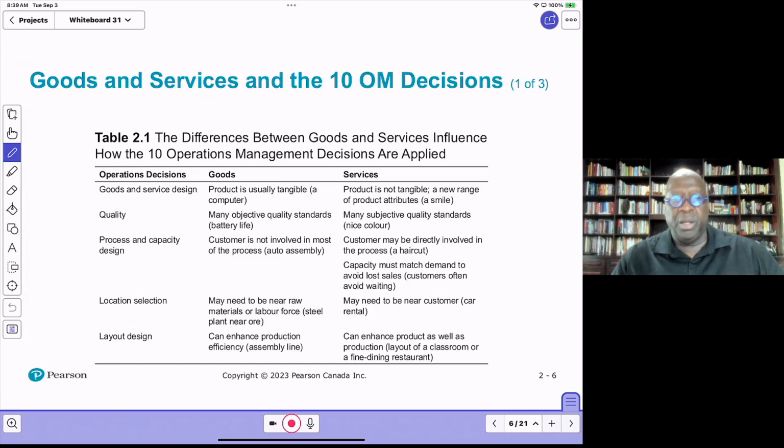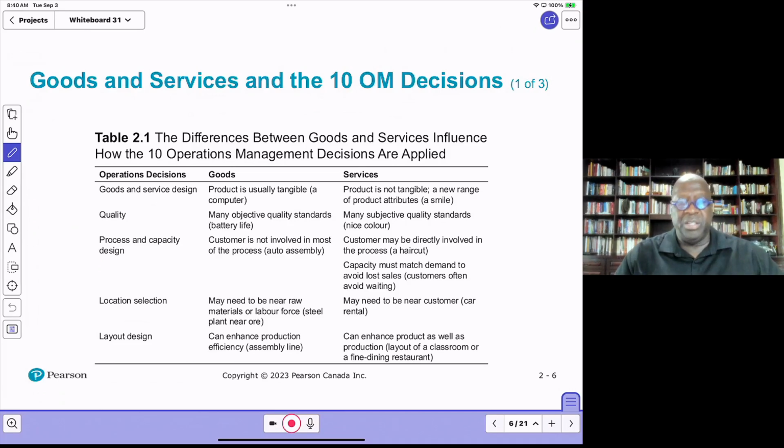Quality. So in terms of goods, there are many objective quality standards, such as battery life, which is an important thing for cell phones these days. And then in terms of quality for services, we tend to focus on more qualitative attributes: the color, the feel, the smell, the general look and aesthetics, and so forth.